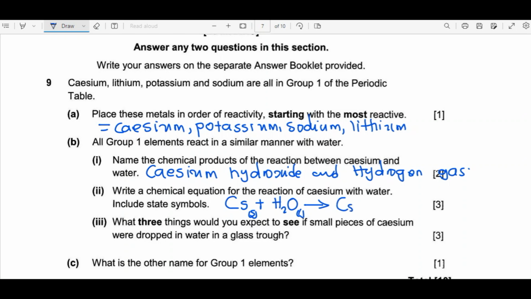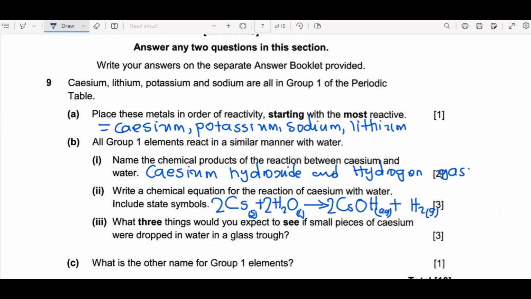Cesium hydroxide will give us this, which is aqueous, plus the hydrogen gas. So let's just put a 2 here, a 2 here, and a 2 here. So our equation is now balanced. So we have 4 atoms of hydrogen, 4 atoms of hydrogen, 2 atoms of cesium, 2 atoms of cesium, 2 atoms of oxygen, 2 atoms of oxygen.